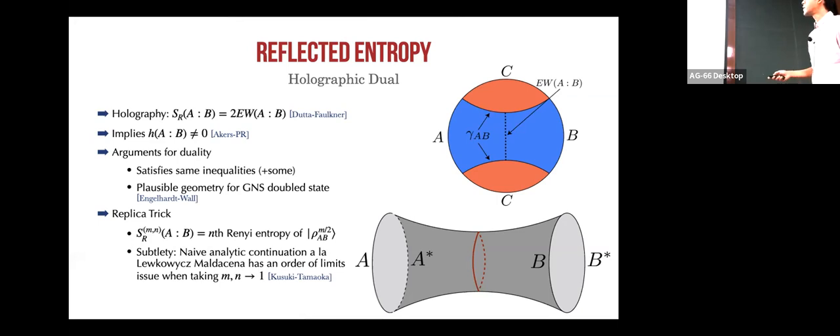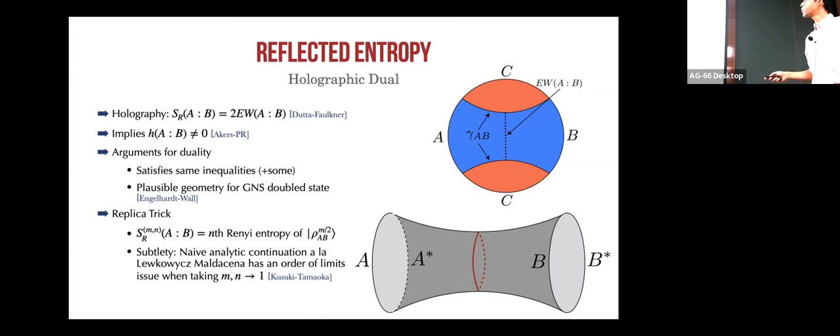Okay. But there's a subtlety. So this replica trick is subtle. I mean, we deal with this all the time. Whenever we want to analytically continue, it's just some ansatz that we make and we hope that it's right. So the problem with this one, which was pointed out in this paper, was that there's an order of limits issue when you take M and N to 1.